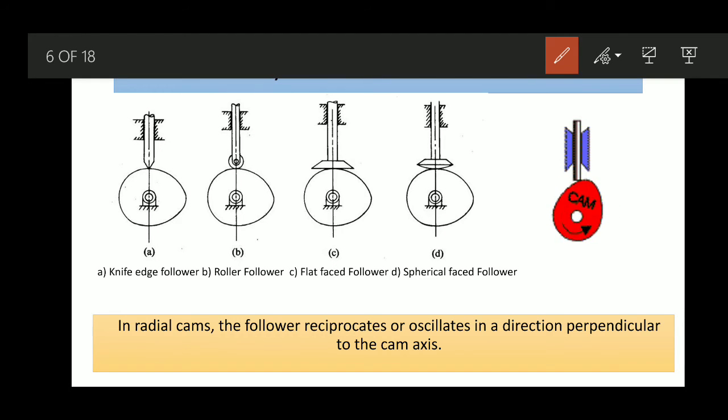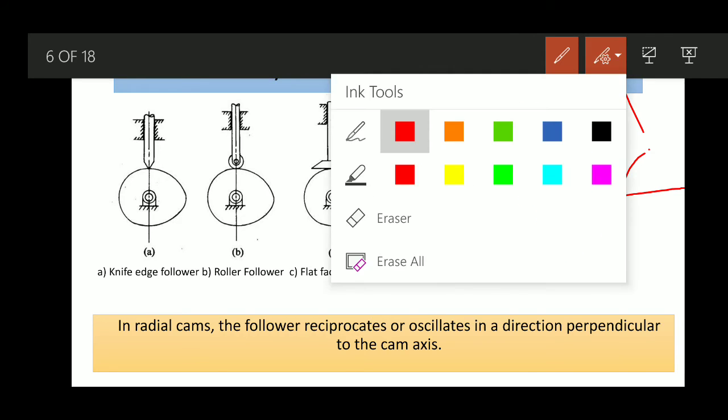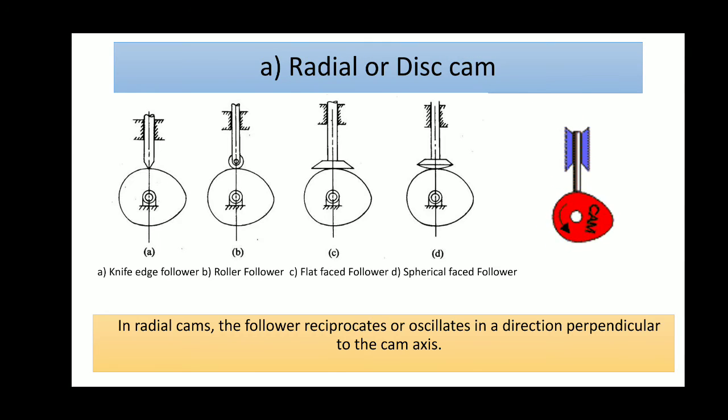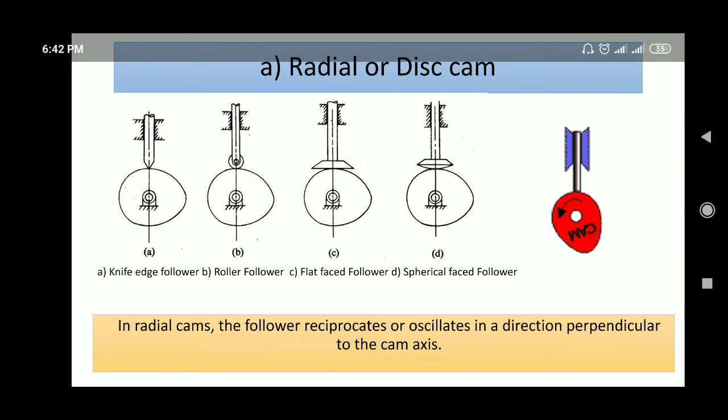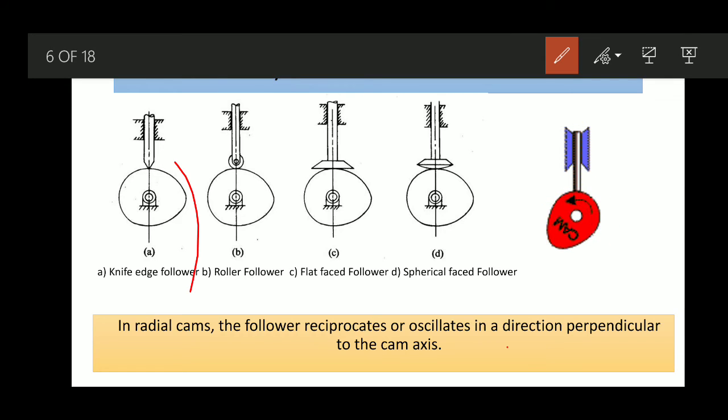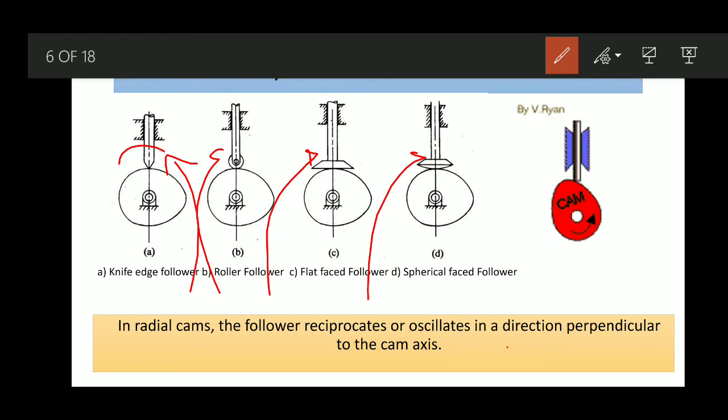Here you can see the axis of movement of the follower, which is reciprocating or oscillating in this direction, and this white portion, showing the shaft, is going inside the page from this view. So these two directions are perpendicular. Okay, so these are radial cams or disc cams. Similarly, in these four figures we are showing four different types of followers. Later on we'll discuss those while discussing follower classification.